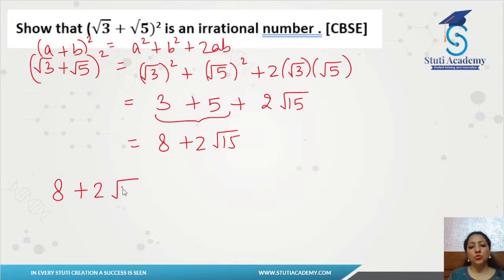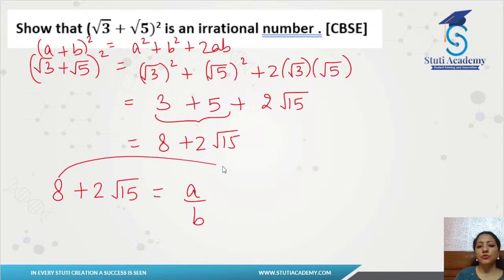Now this 8 plus 2 root 15, we have to now prove that it is an irrational number. So we are going to do it right from the beginning. Let, if possible, this be a rational number. So if this is a rational number, it can be written in a by b form. And then we are going to take 8 on the other side. So we've discussed this today. So this will become a upon b minus 8.